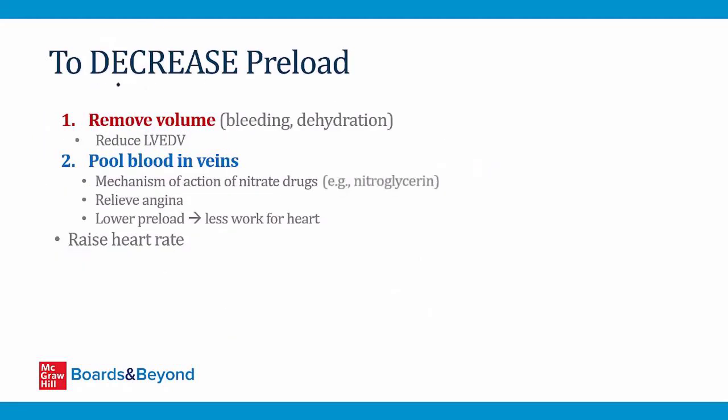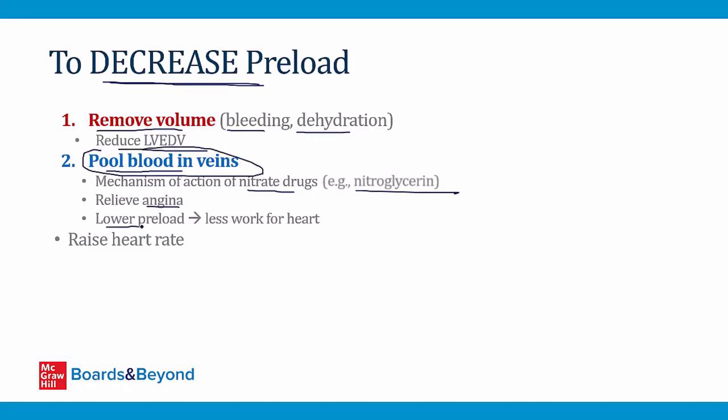What about the opposite? What are some ways that preload can decrease in actual patients? Well, one is if volume of blood is removed from the body. Patients who are bleeding or who are dehydrated, they will have a low LV/EDV and they will have low preload and low cardiac output. You can also reduce preload by pooling blood in the veins. This is the mechanism of action of nitrate drugs like nitroglycerin, which I talk about in the videos on ischemia. These drugs relieve angina, and the reason they relieve angina is because they dilate the veins and they pool blood in the veins. This lowers the preload, and when there's less preload, there's less work for the heart, and that's helpful in patients who have angina.